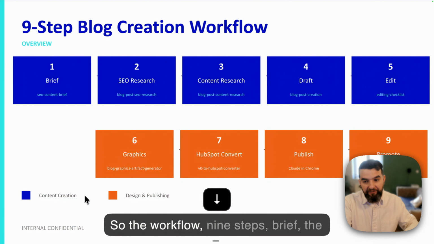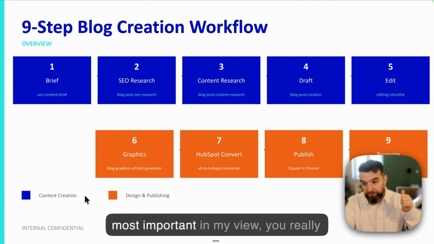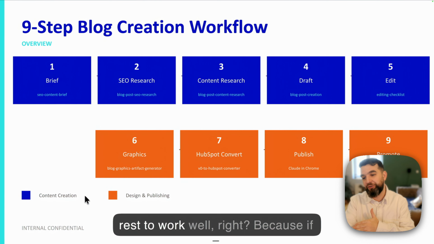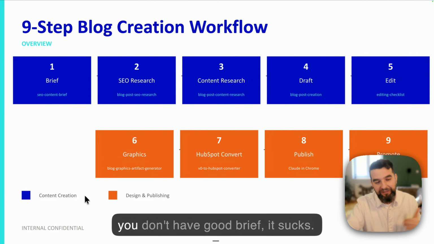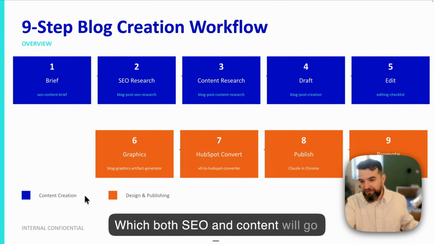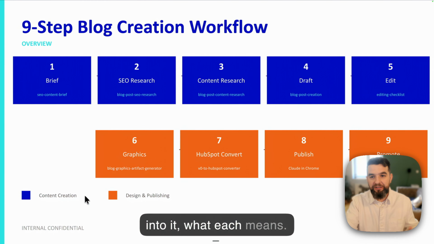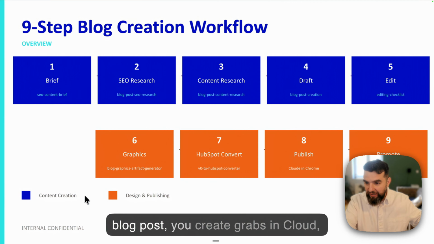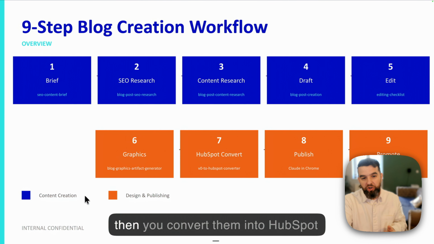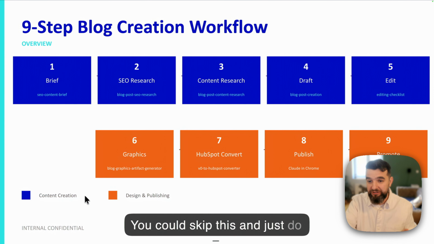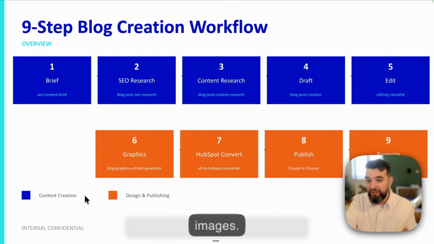So the workflow has 9 steps. Brief, the most important in my view. You really need to have a good brief for all the rest to work well, right? Because if you don't have a good brief, it sucks. Research, both SEO and content. We'll go into what each means. You draft the blog post, you edit the blog post, you create graphs in Claude, then you convert them into HubSpot because it's a different way to do it. You could skip this and just do images. You could then publish it and promote, right?